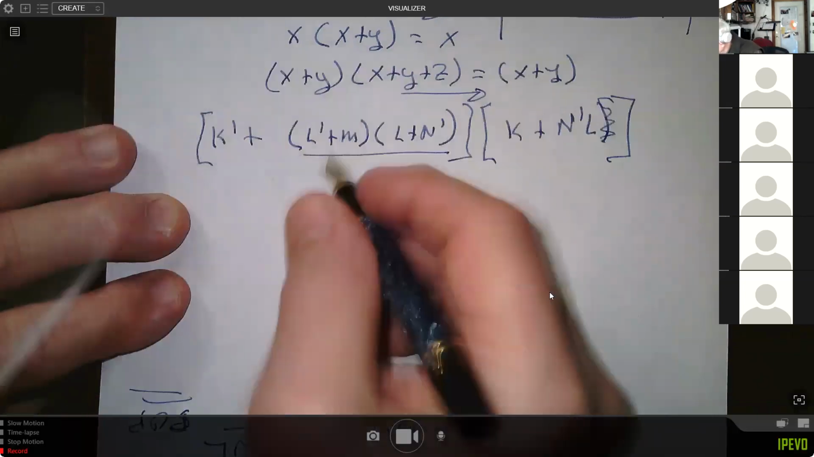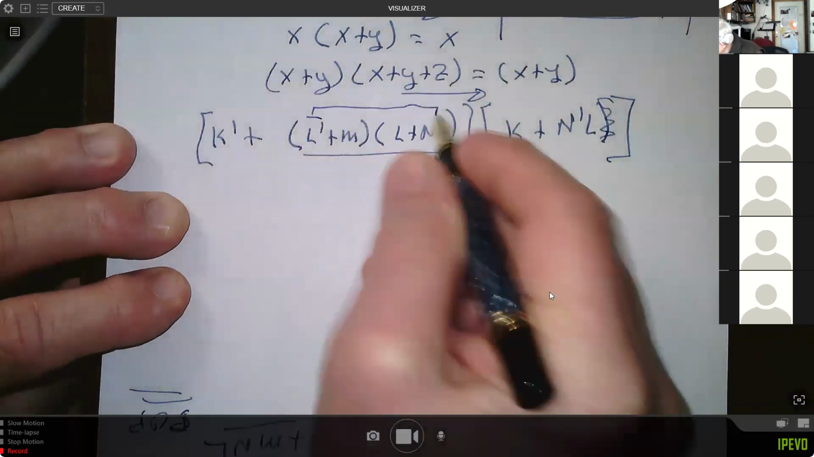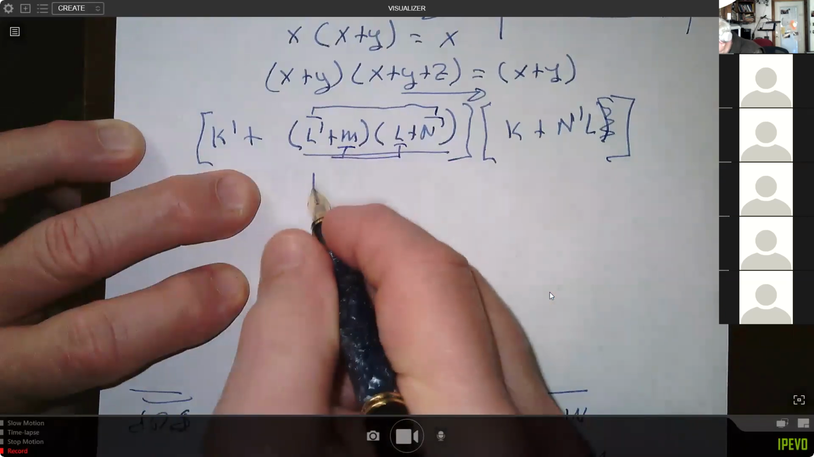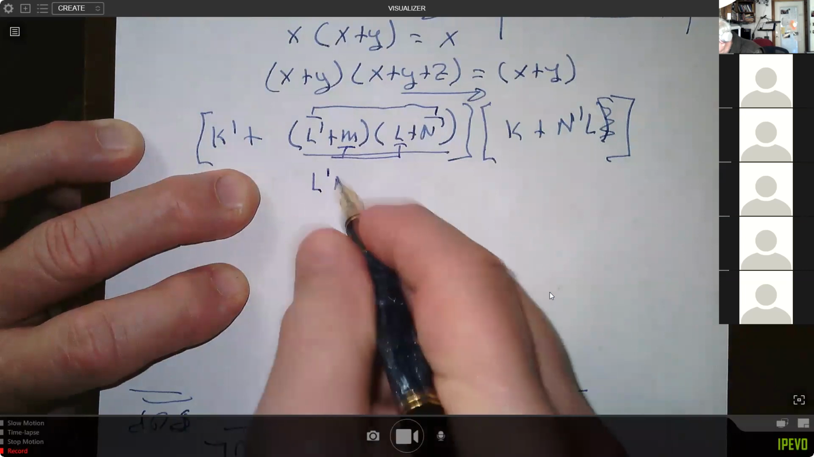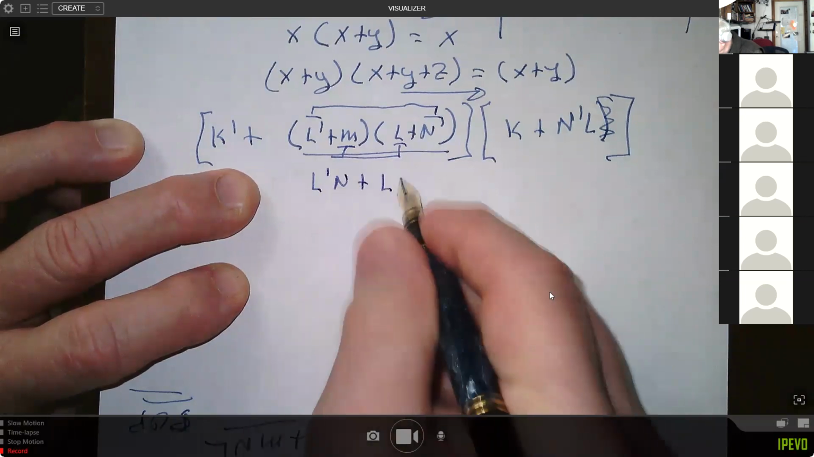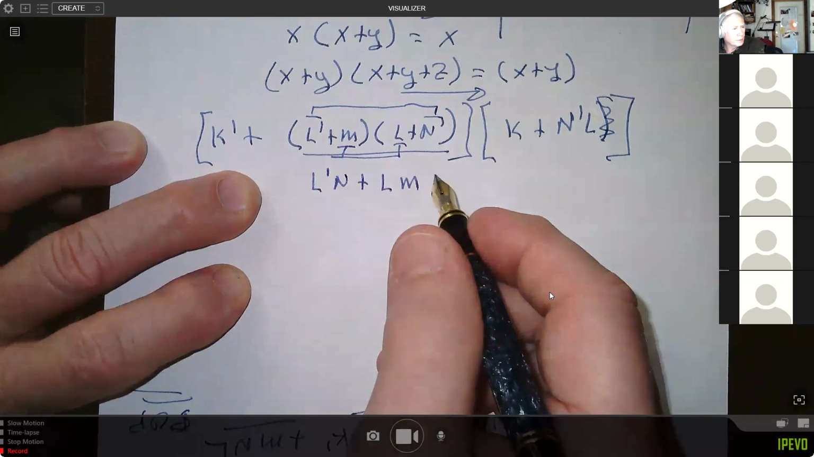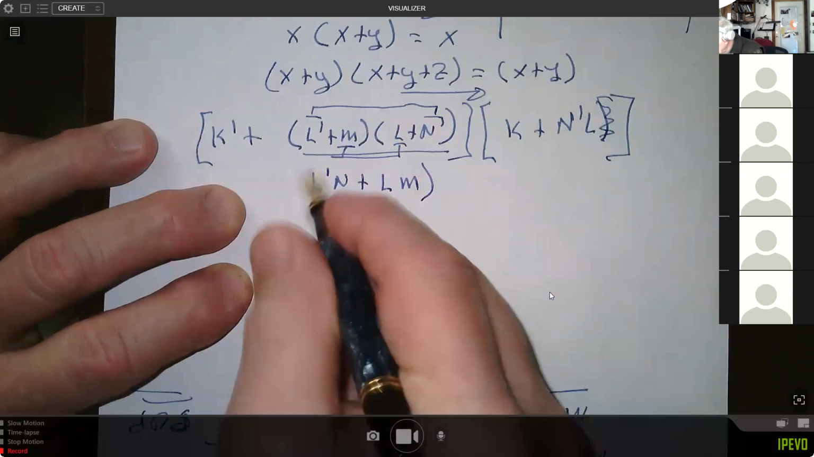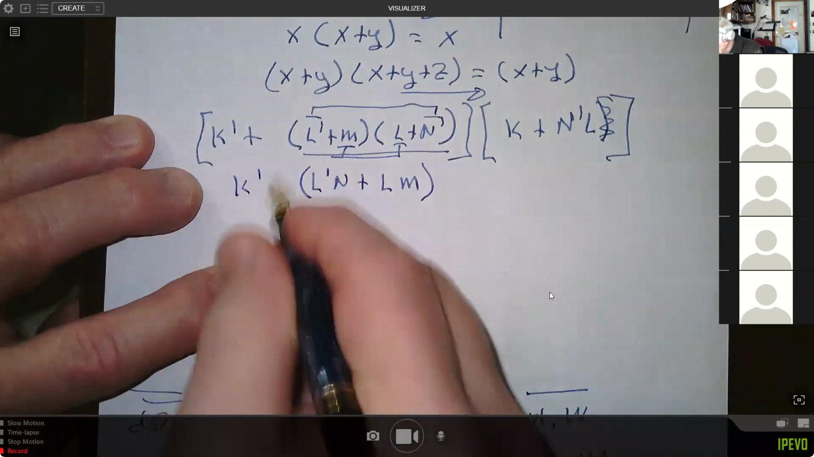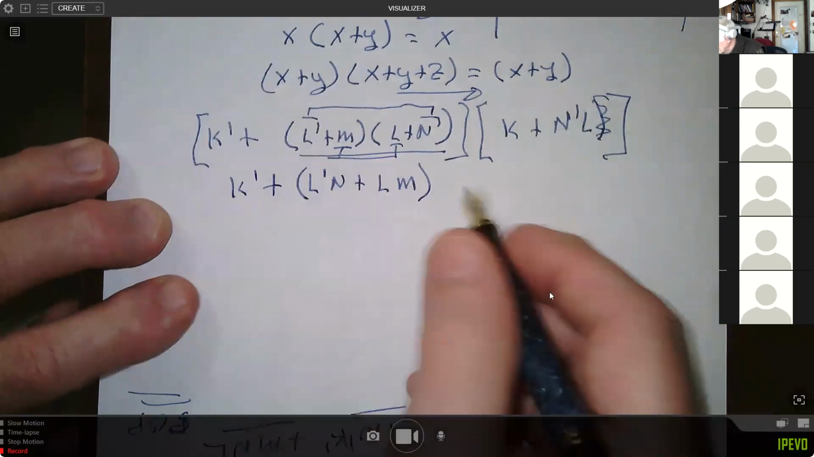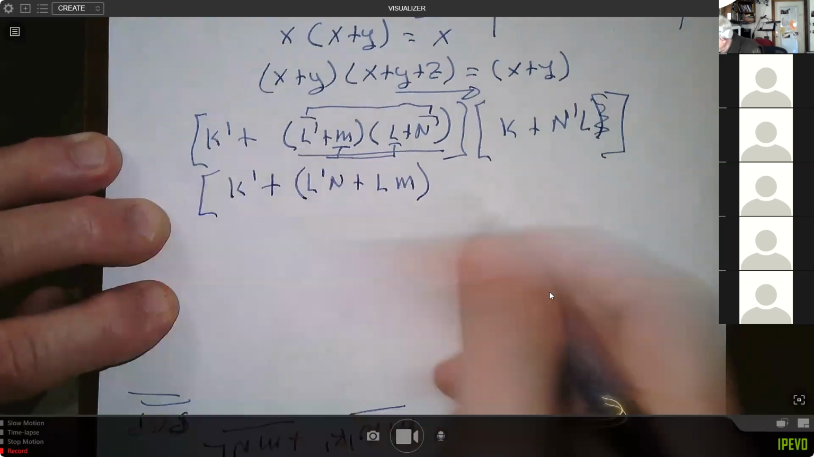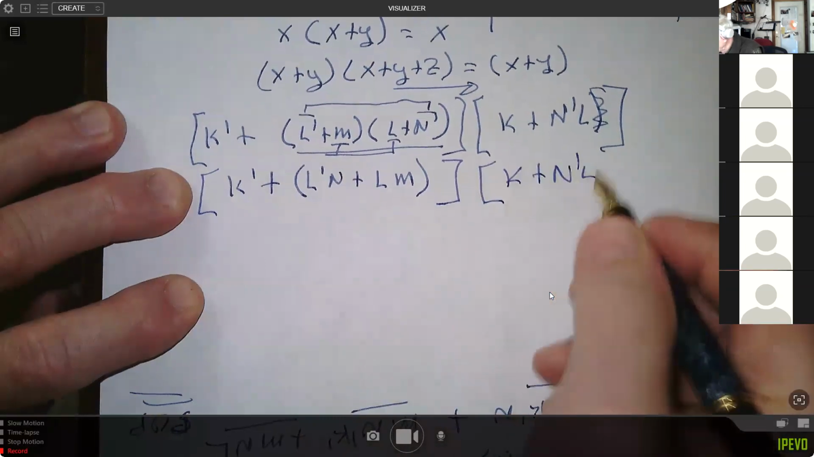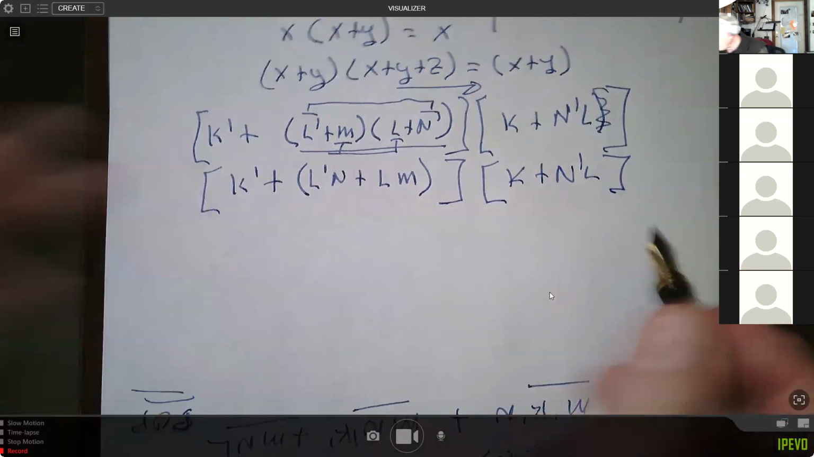So we do this little puppy over to here, and this one over to there. So that's going to give us L prime N plus L M. There weren't any primes there, right? Yeah. So L prime N plus L M. Quantity, well, K prime plus that. So actually we don't need the brackets there either. And then we have this times this over here, K plus N prime L. Now what do you think we might do?